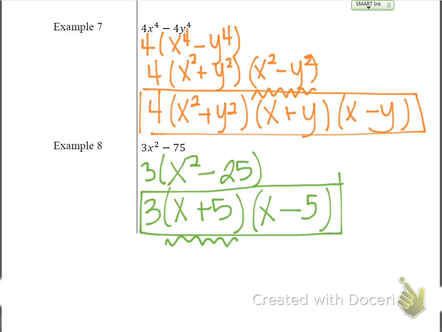Okay, and that's it. That's factoring. Or at least a review of what we did in Algebra 1.